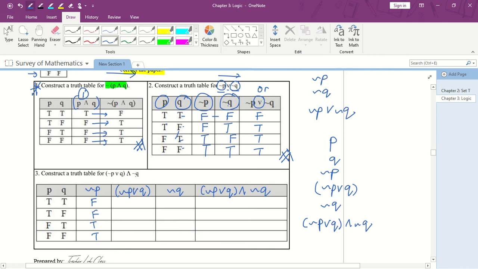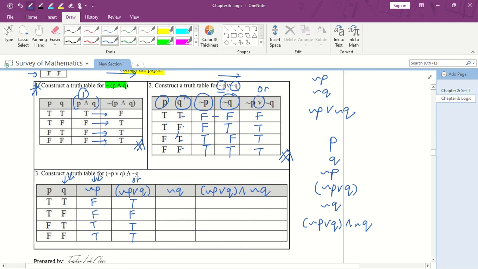And here, negation P or Q. Look here. This is negation P, this is Q. If we are using or here, it means that only when both are false can it be false. So false true is true. False false is false. True true is true. True false is true. Remember, when we look at these types, negation P or Q, we must look at these first, then we look at this one. Okay? False true makes it true. False false makes it false. True true makes it true. True false makes it true.